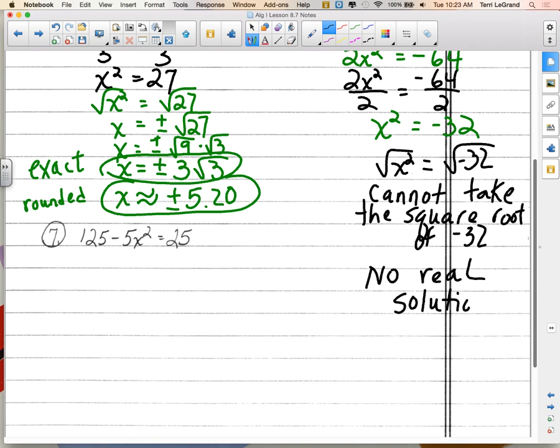There is a solution for this. It's imaginary. But there's no real solution for this. There is an imaginary one, but we don't deal with that until advanced algebra, I don't think, unless they change it before then.